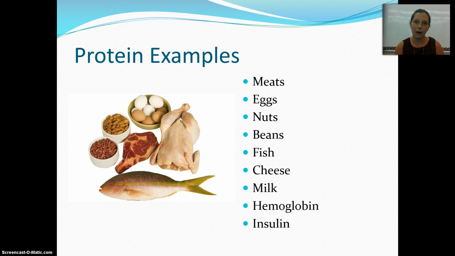And then inside of your body, you have hemoglobin. That's a protein within your blood that's used for making sure you get oxygen everywhere you need in your body. And then insulin is an example of a protein. And you know that if people have issues with that protein in their body, that can lead to things like diabetes.